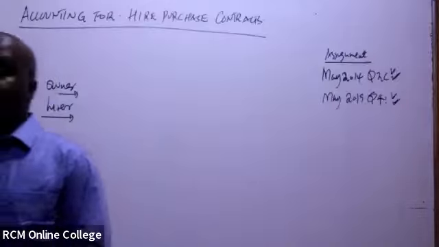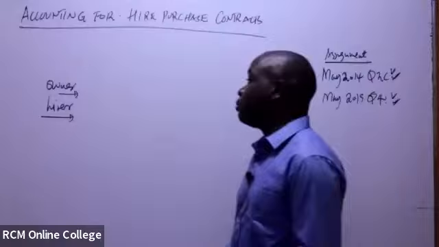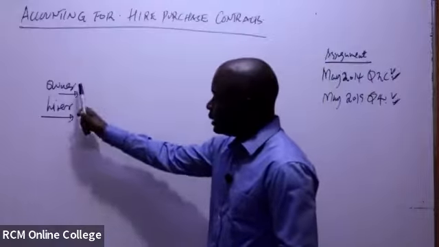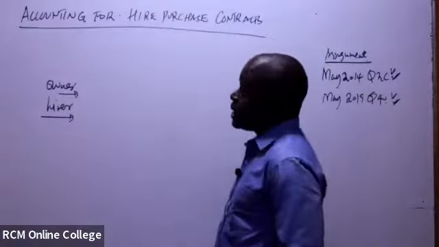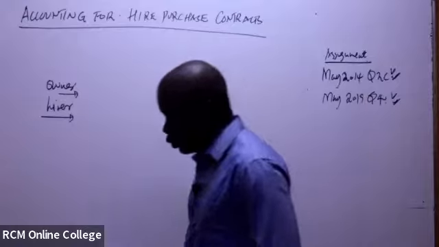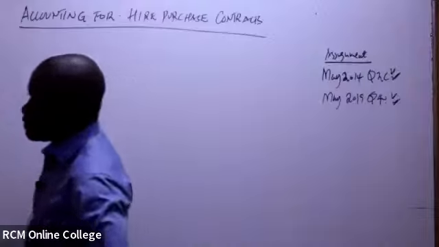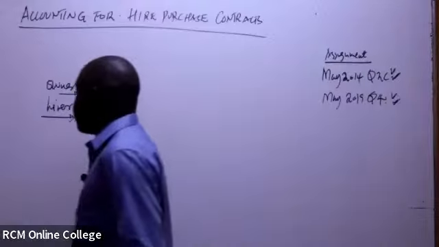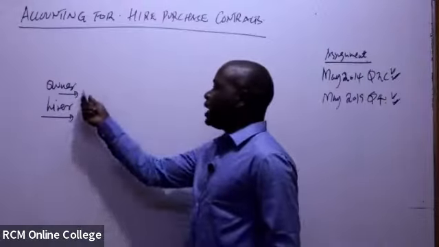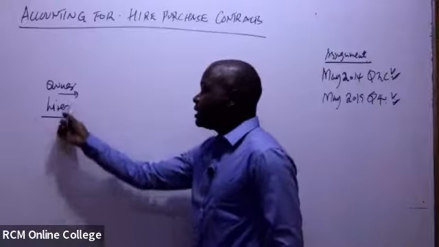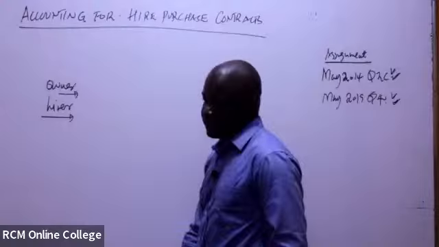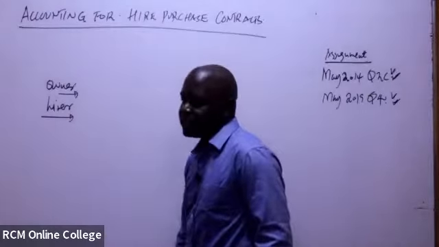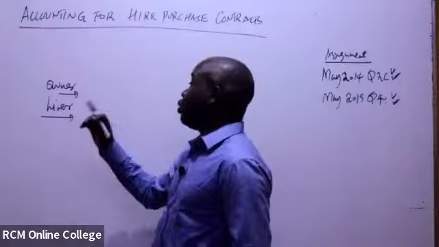Our main focus here will be to look at how this owner will account for these contracts whenever he has sold goods on hire purchase to his customers. We'll discover that this owner will account for these hirers like debtors, because the hirer owes him some money.